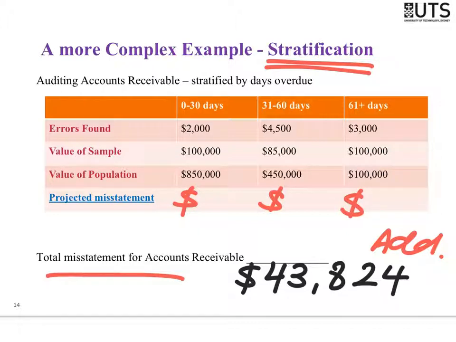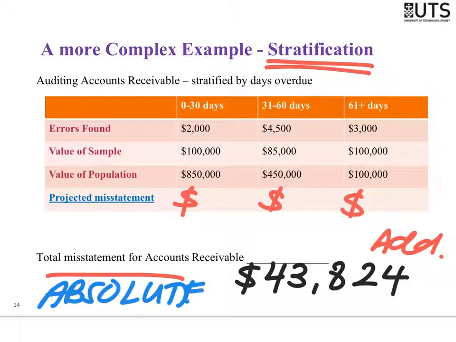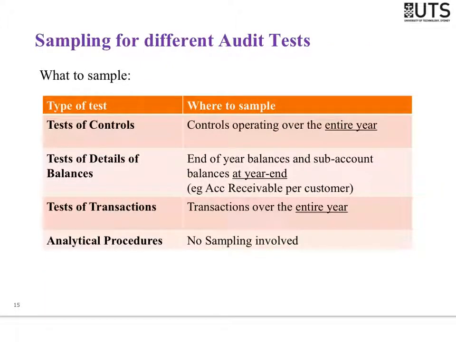So please be mindful, and if you want, you can write this down. We take what's called absolute values, which means the negatives and the positives don't count. You add them together. So please be very mindful of that. Do not net off misstatements. Now, depending on the test that you're performing, what you're focusing on from a sample perspective can be different, and often is. So let me give you an example.